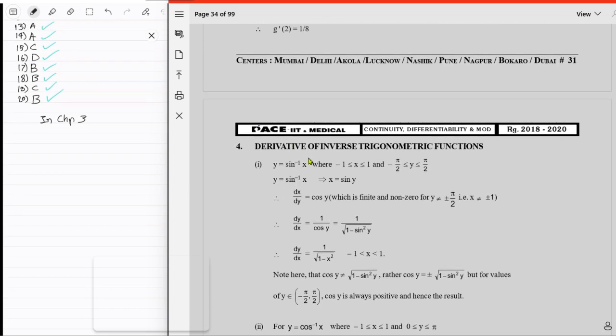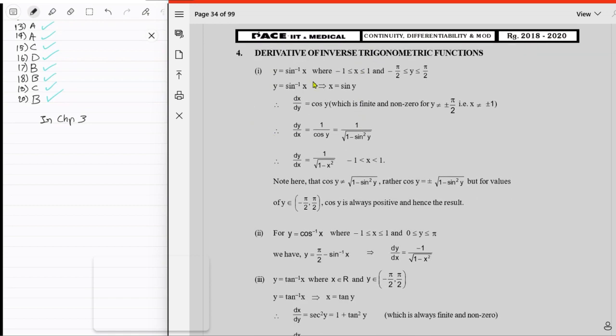Derivative of inverse trigonometric functions. Okay, this is something I want to see. So if y equal to sin inverse of x, where x is between -1 and 1, and y is between negative pi upon 2 to pi upon 2, then, okay, I mean, that's obvious. This part is obvious. Okay, fine. So, which is finite and non-zero for y.